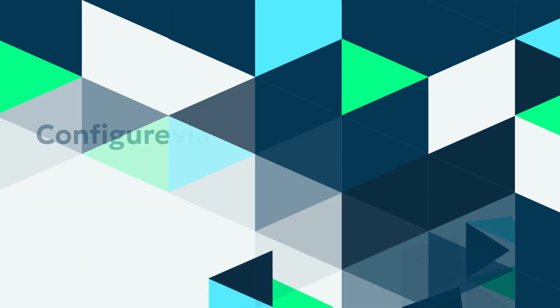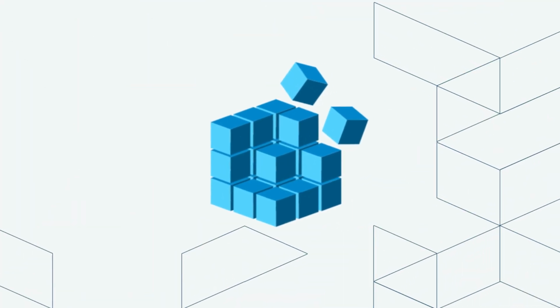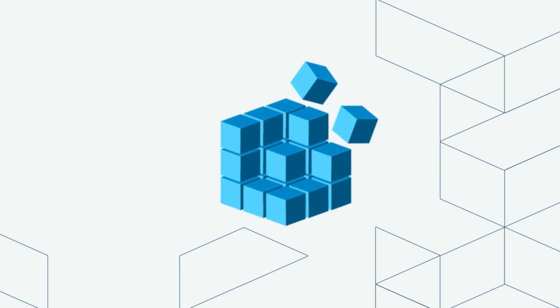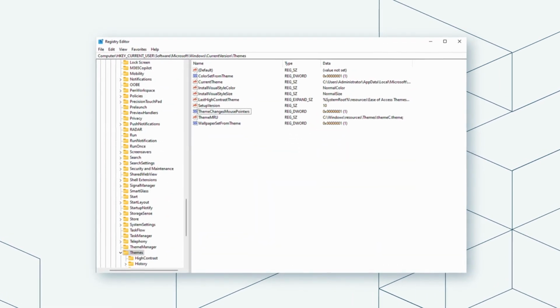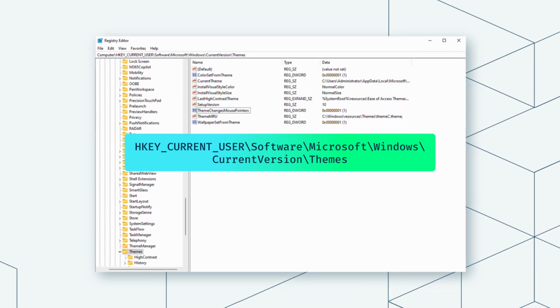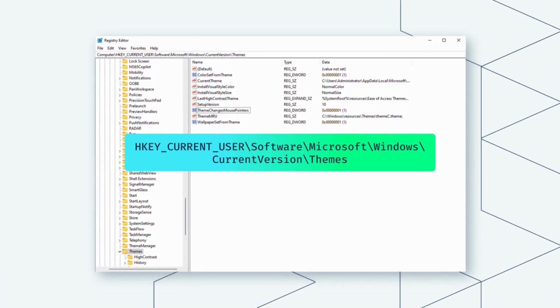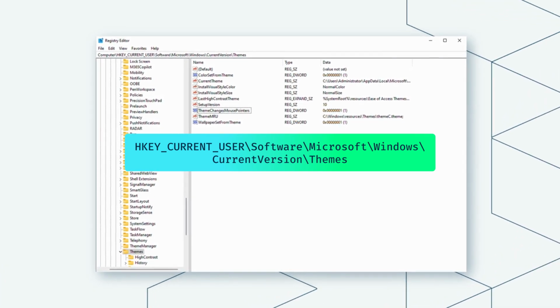Method 3. Configure via Registry Editor. This method is useful if Group Policy isn't available, such as on Windows 11 Home. Open the Registry Editor from the Start menu. Navigate to HKEY_CURRENT_USER, Software, Microsoft, Windows, CurrentVersion, Themes.